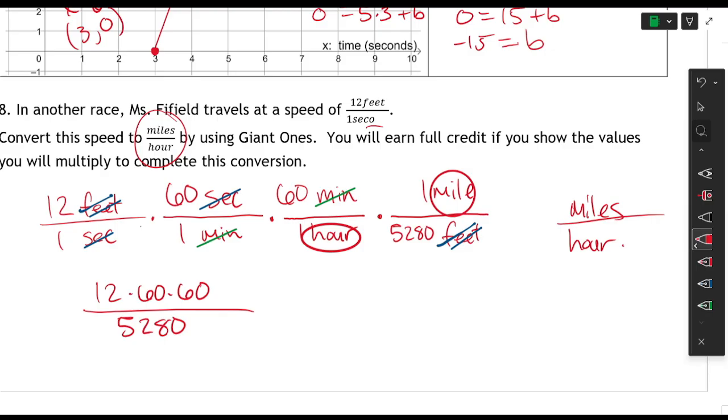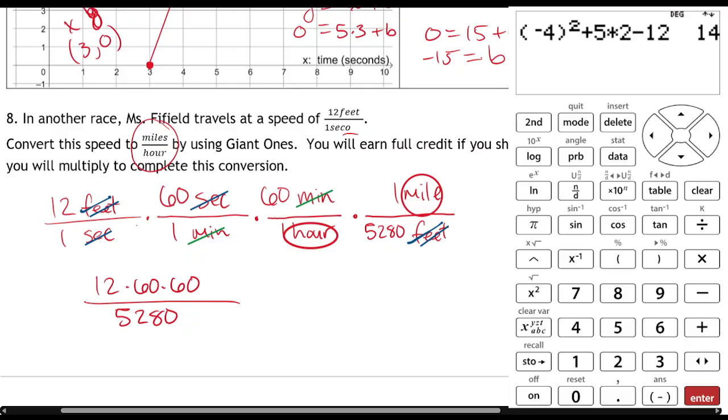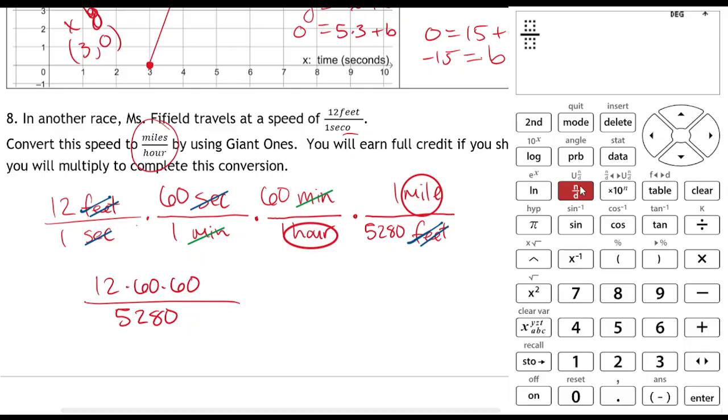That is her speed in miles per hour. I just need to know what that number is. Turns out I've got a friend that's going to help me with that. There it is, and I'll hit clear. I'll grab a fraction template. And in the top, I'm going to go 12 times 60 times 60. And in the denominator, I'm going to place 5,280. And I press enter. And there it is as a fraction.